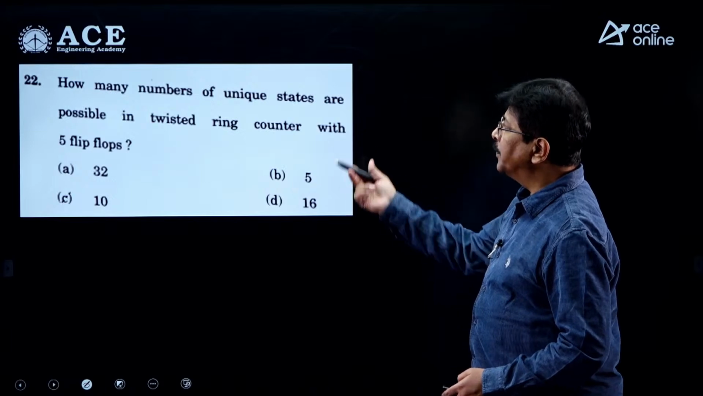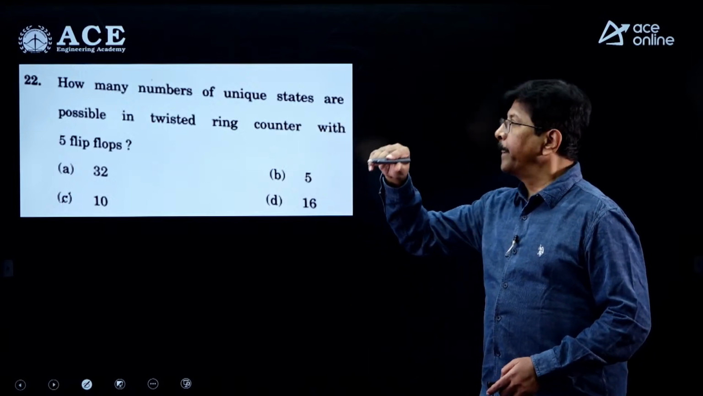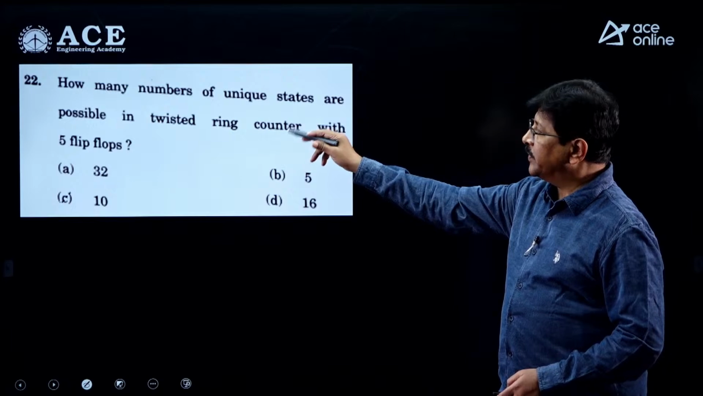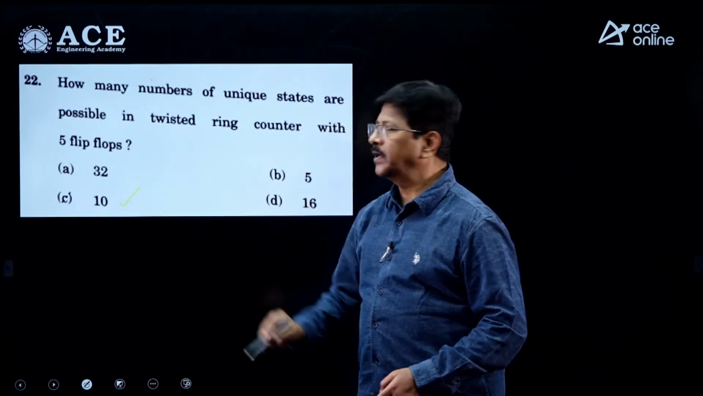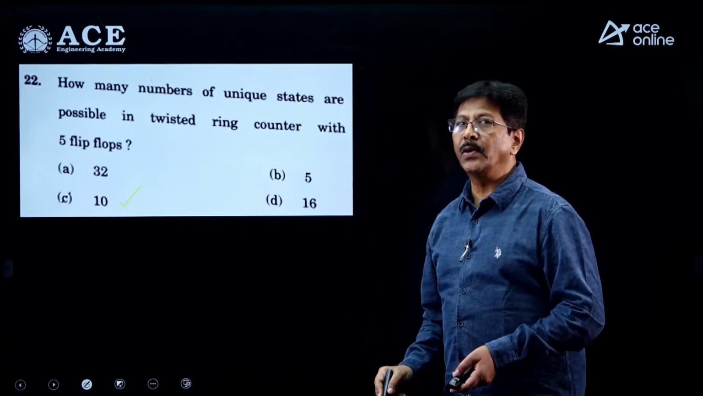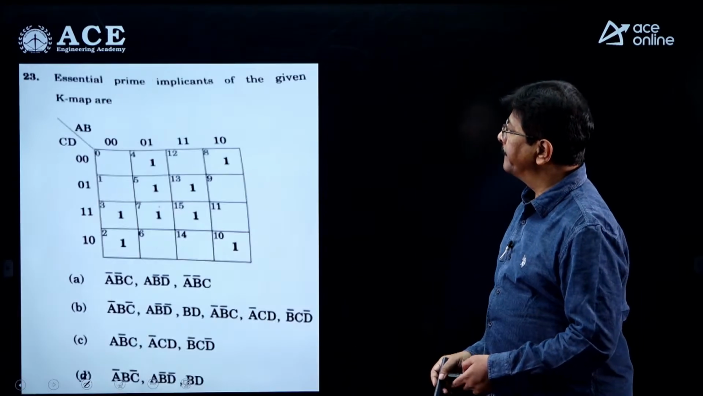Okay, this is again a simple one, same as the previous question. Using 5 flip-flops, if you build a twisted ring counter, how many states will be there? The answer is 10. It is a 2n:1 counter, hence 2 into 5, 10.